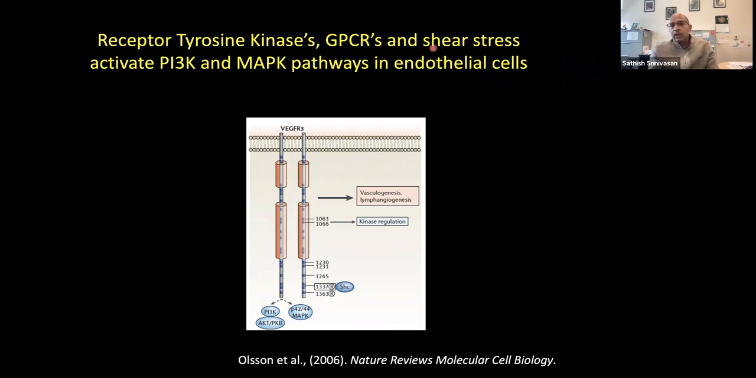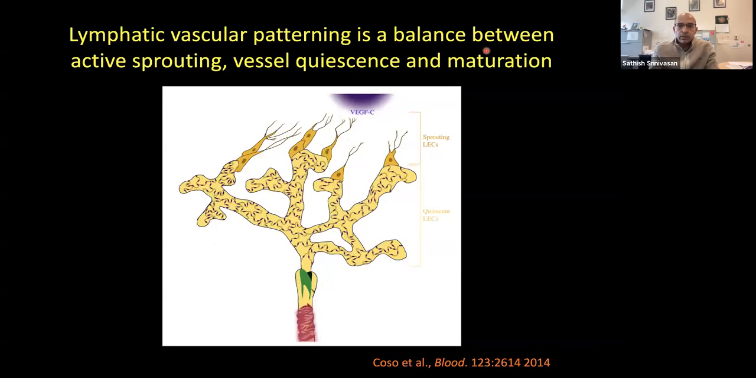And also shear stress. The endothelial cells, like the lymphatic endothelial cells and blood endothelial cells, are constantly exposed to the flow of fluid, right? In our case, it's the lymph. And this flow of lymph can activate PI3 kinase and MAP kinase pathways. And that is another aspect that we are studying.